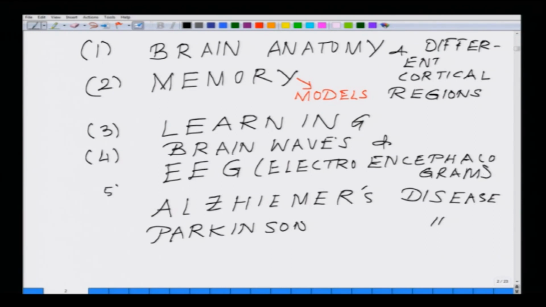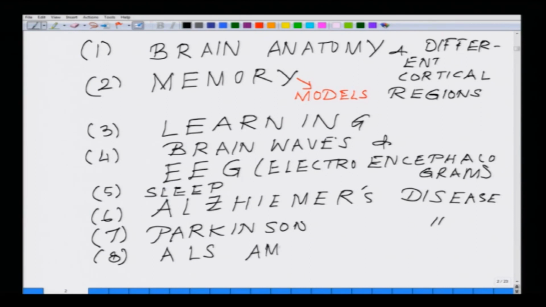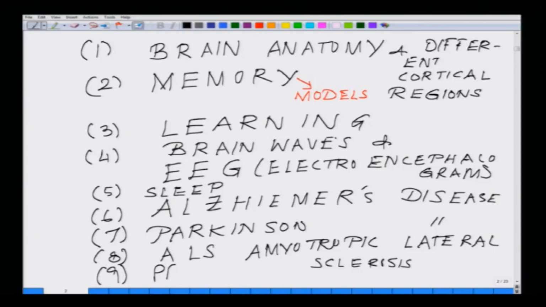We will be talking about sleep, Alzheimer's disease, Parkinson disease, and a little bit of ALS, or amyotrophic lateral sclerosis, and some of the prosthesis.